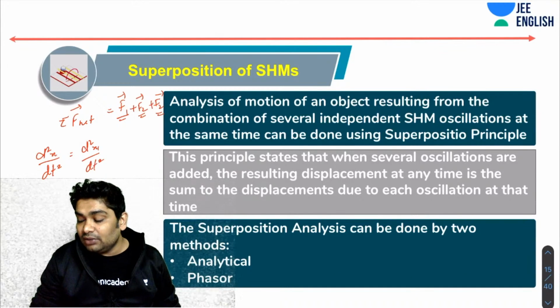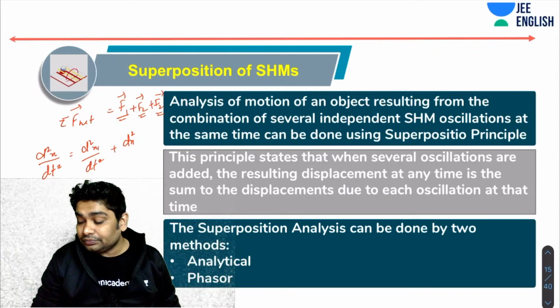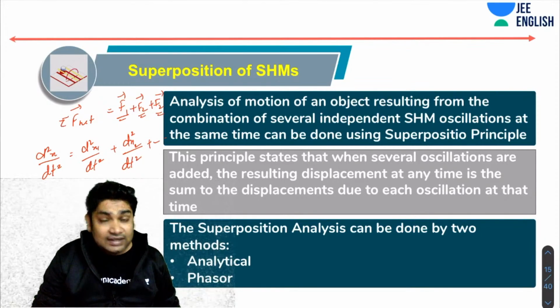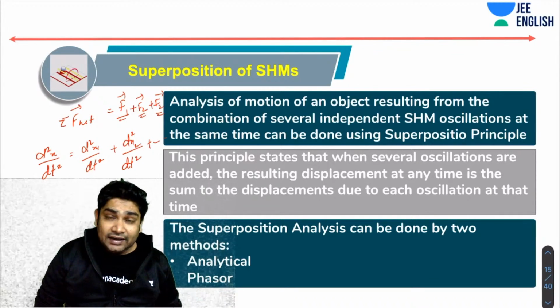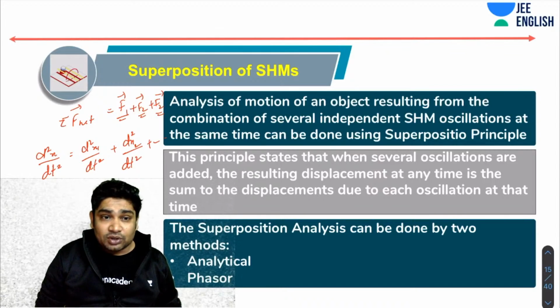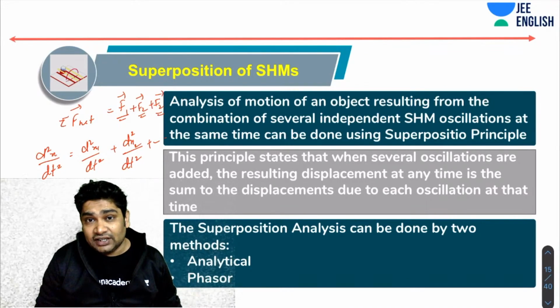So essentially what I'm trying to say is that if you have a lot of forces acting on an object, then the resultant motion can be obtained by simply superimposing all the individual motions caused by individual forces. Okay, so that's the entire logic of this superposition.